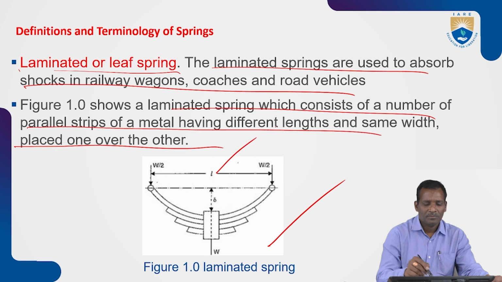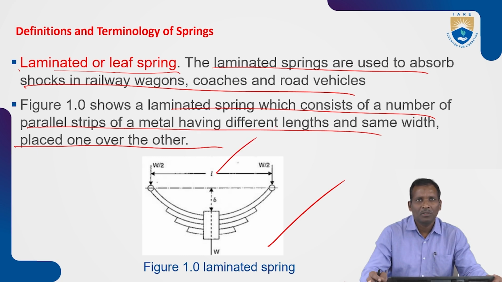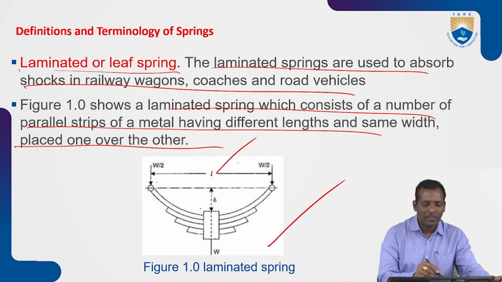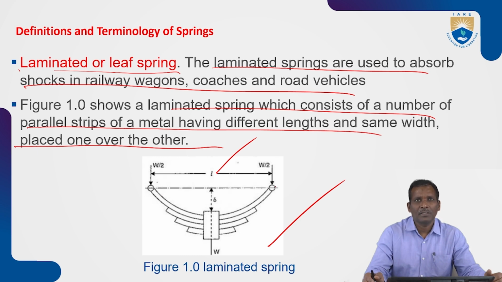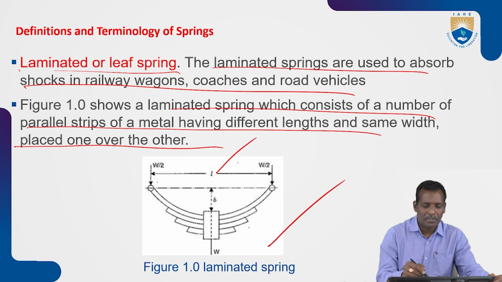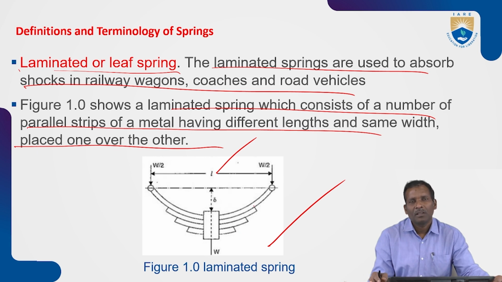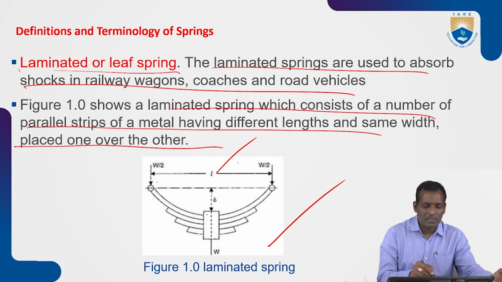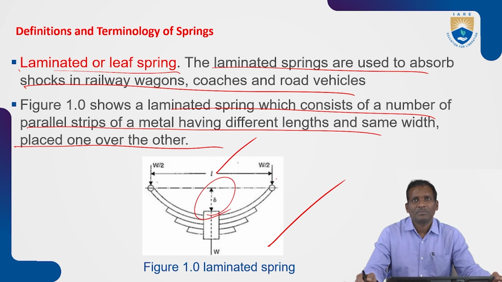So length is shown here between one end to another end, the main strip, and some more springs and laminated plates are attached to this main one. So whenever the shock loads are observed, then it will deflect by delta.